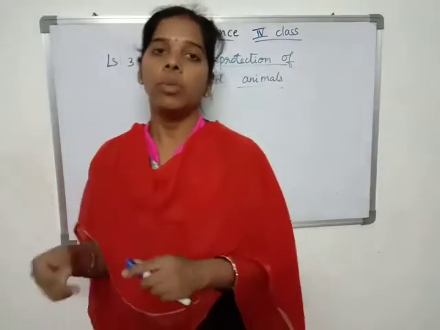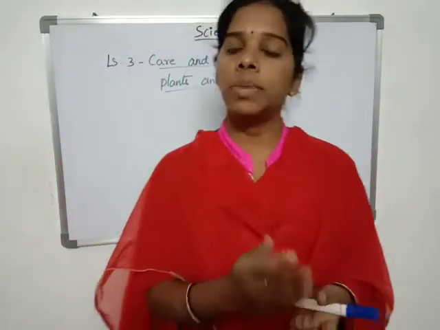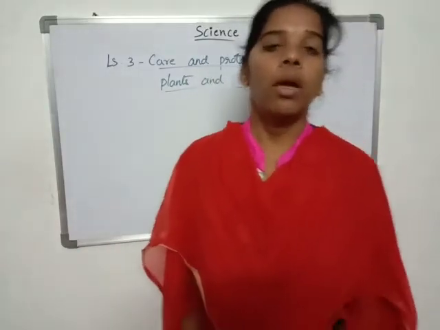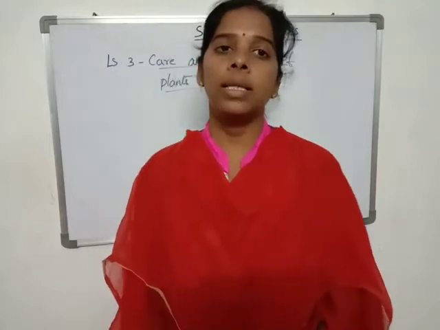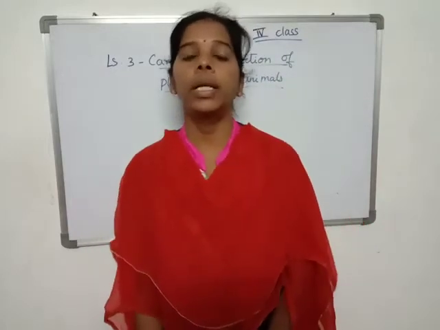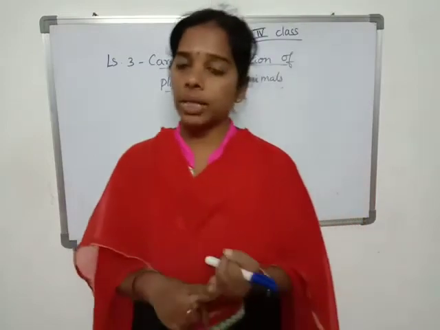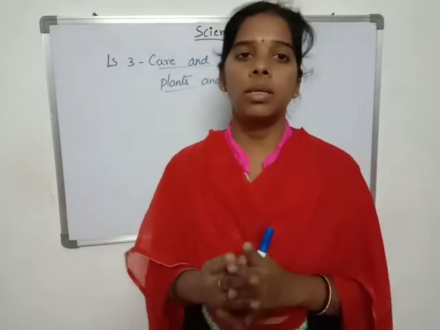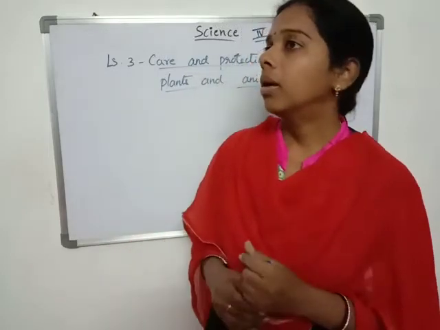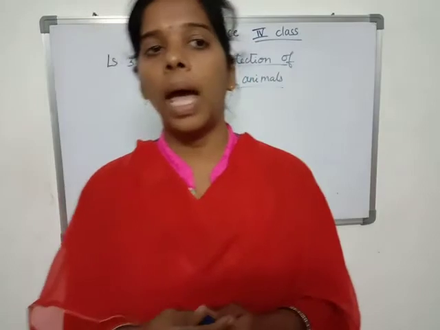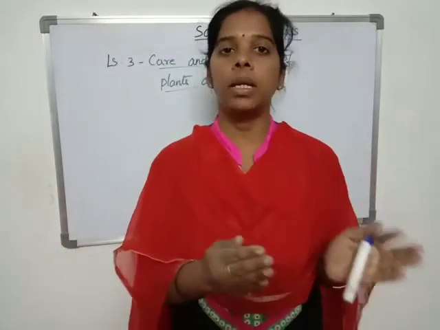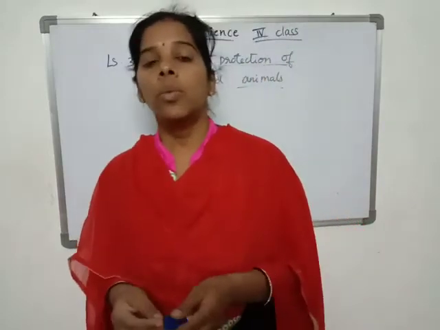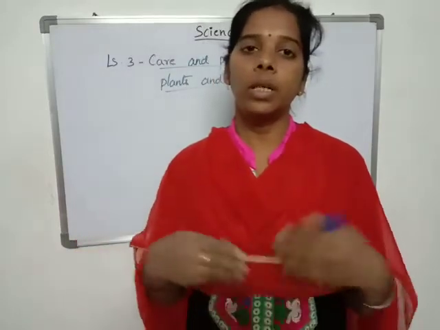So children, we humans are dependent on plants and animals for everything. We cannot produce anything by ourselves. We get each and everything from plants and animals, so we have to protect them. We should protect the plants, we should protect the animals. Animals and plants are also interdependent. Animals are dependent on plants and plants are dependent on animals. So we have to preserve both plants and animals for our future.